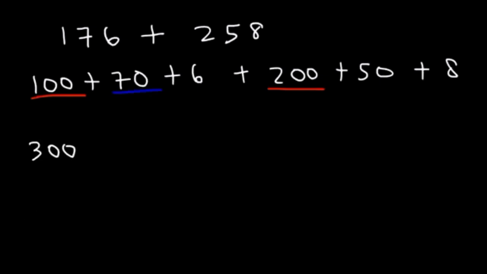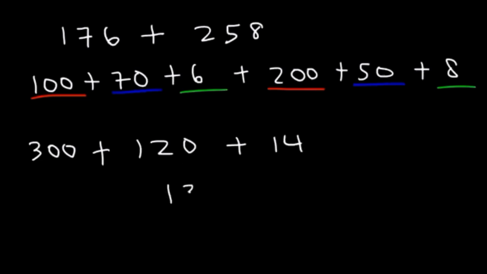Now, if we add 70 and 50, how much is that? Well, we know that 7 plus 5 is 12. So 70 plus 50 is 120. And what about 6 plus 8? 6 plus 8 is just 14. Now, 120 plus 14, that's 134. And if we add 300 to 134, it's 434. And if you have a calculator with you, you can add 176 plus 258. You should get 434.